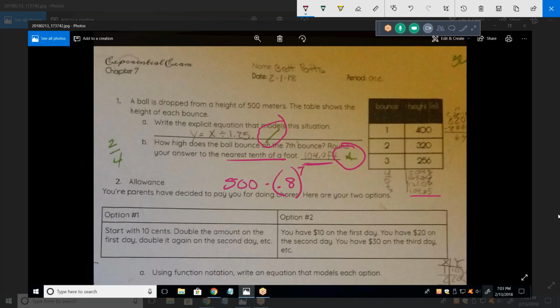Now, it may be that you're putting that into your calculator wrong if you're not getting that number, 104.85. The way to do this is to put that into your calculator to start with, 0.8 raised to the 7th power, and then take that answer and multiply it by 500.